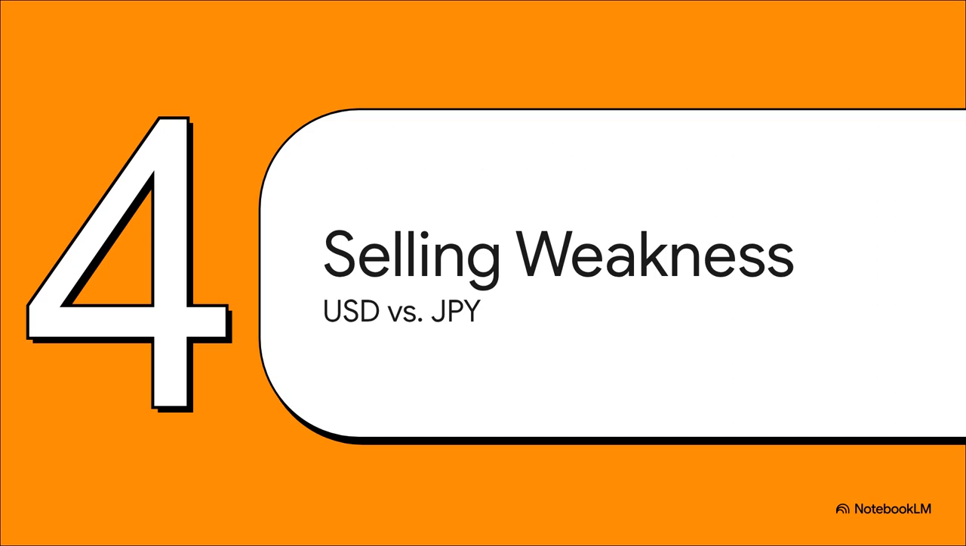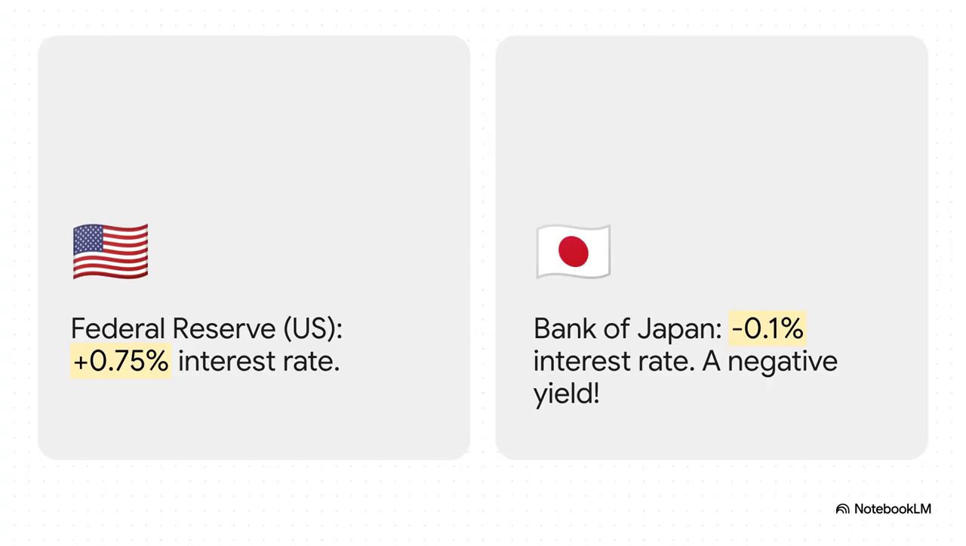Okay, let's really hammer this concept home by looking at it from the opposite direction. For our next case study, we're going to talk about selling weakness. We're going to find a currency that is fundamentally weak and build a case around that. This time, we're looking at the US dollar versus the Japanese yen. And the interest rate difference here is, well, it's just staggering. The US rate was 0.75%. Japan's rate, it was negative 0.1%.